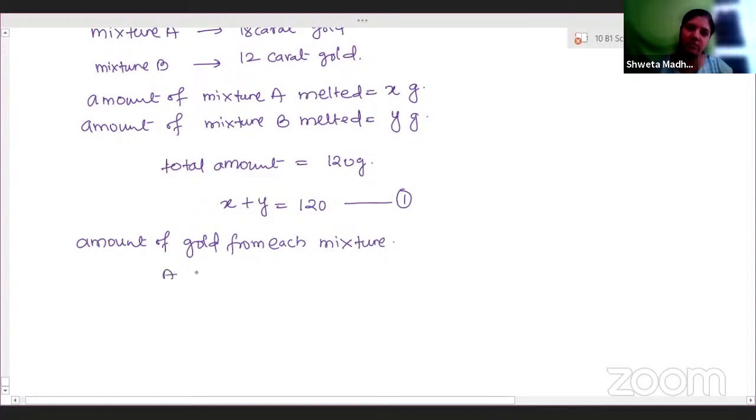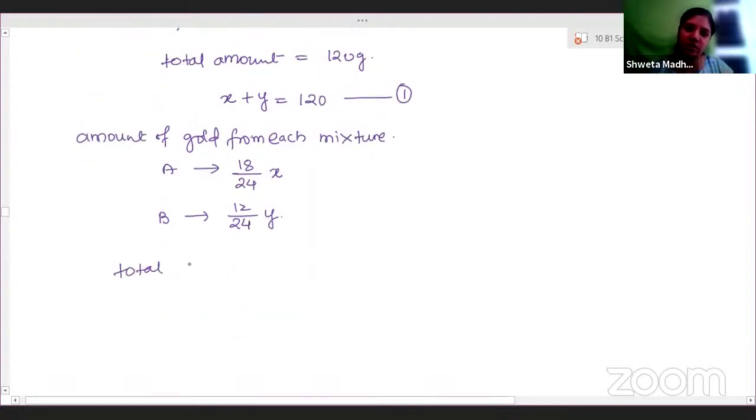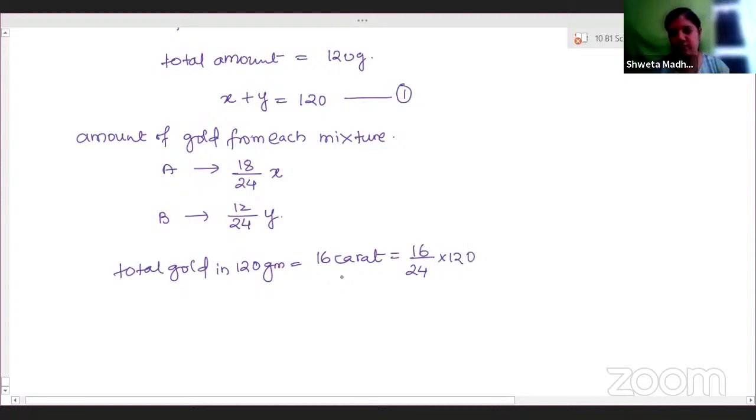So A is 18 karat. That means 18 by 24 of X. Mixture B is 12 out of 24, and that is totally Y. And total gold in 120 gram is equal to 16 karat. That is 16 by 24 into 120. And therefore, 18 by 24 x plus 12 by 24 y is equal to 16 by 24 into 120.